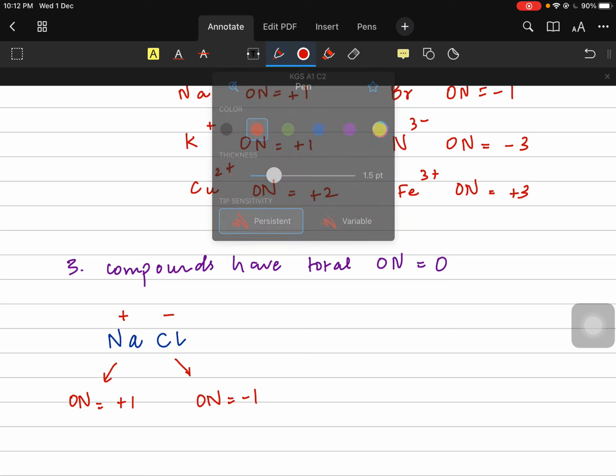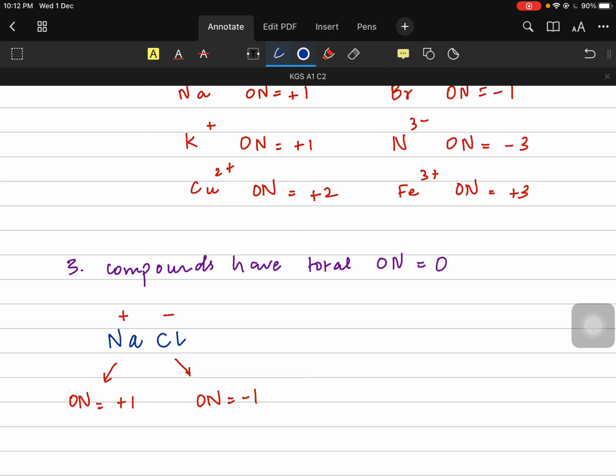Let's try out a few more complicated examples. For example, if I am talking about potassium oxide, I know that potassium belongs to group 1. So it has a +1 charge, but there are 2 potassiums over here, and it becomes +2 as a total. Oxide has to be equally opposite, so it is -2.